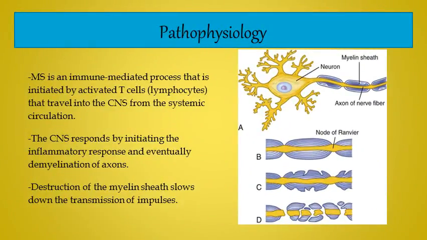Multiple sclerosis is an immune-mediated process that is initiated by activated T cells or lymphocytes that travel into the central nervous system from the systemic circulation. The CNS responds to this action by initiating the inflammatory response and eventually demyelination of axons, or breakdown of the myelin sheath. Destruction of the myelin sheath slows down the transmission of impulses sent to and from the brain.